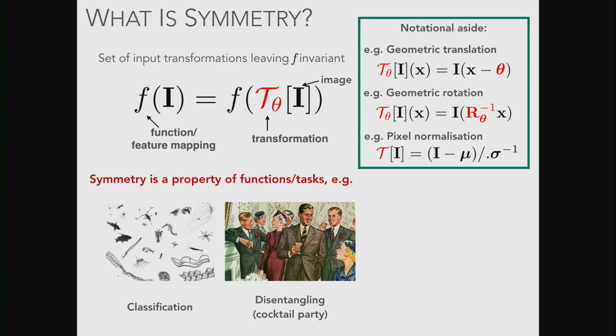Obviously, if you translate something so far that it's off the side of your image, you can't really be invariant to that. Disentangling, this is another example. There's this famous problem in machine learning called the cocktail party problem. I have lots of people at a cocktail party, all nattering with each other, and you put a microphone in the center of the room and try to figure out what everyone's saying. It's just a hubbub. So what you do is try to disentangle all of those signals.